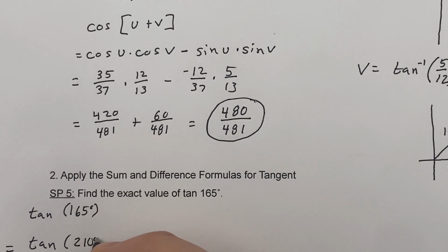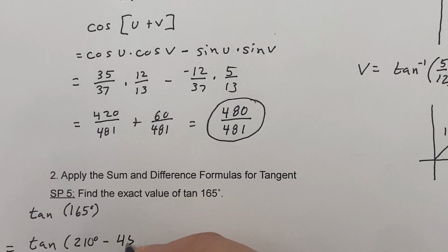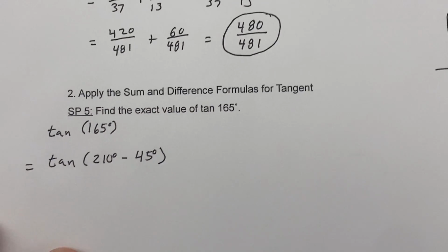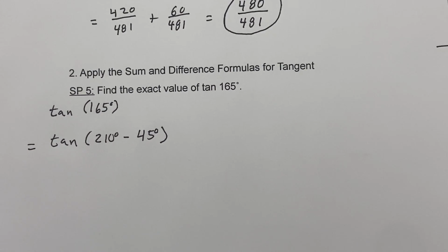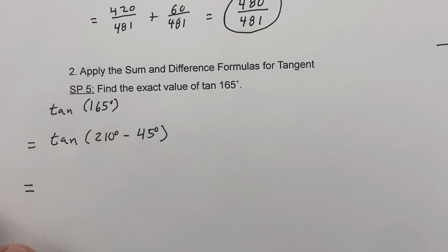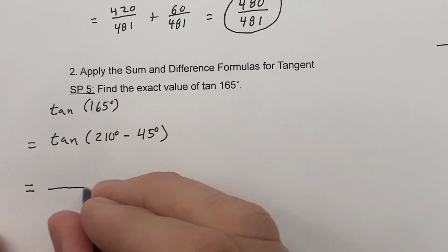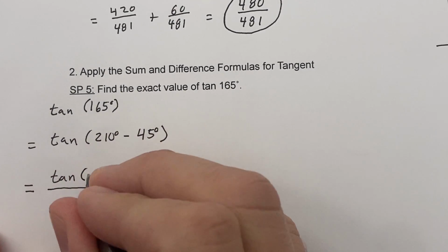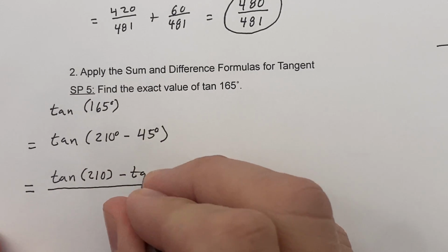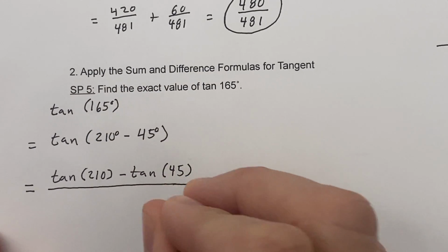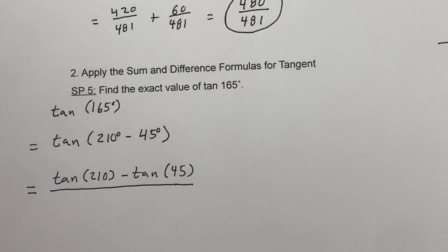Let's do 210 minus 45. Both 210 and 45 are on our unit circle, and the difference of those two is 165. Go back to your first page again. If it is a minus with tangent, it's the tangent of u minus the tangent of v. So let's start there in our numerator: the tangent of u, which is 210, minus the tangent of 45. Down below in our denominator, 1 plus the tangent of u times the tangent of v.